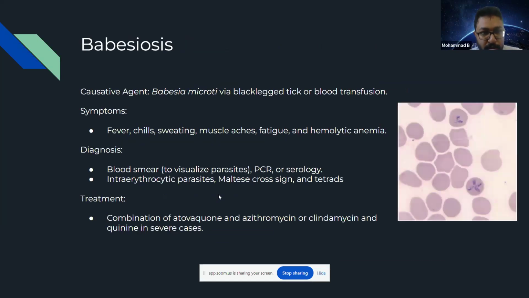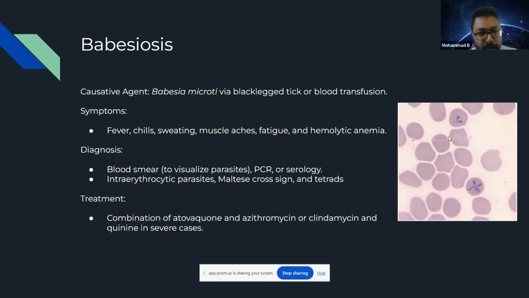There's another condition, babesiosis. This is caused by Babesia microti, and the typical features are fever, chills, sweating, muscle aches, but the standout thing is the Maltese cross sign. If you look on the right at the blood smear, you can see there's a tetrad over there. So this usually indicates that this patient has babesia.